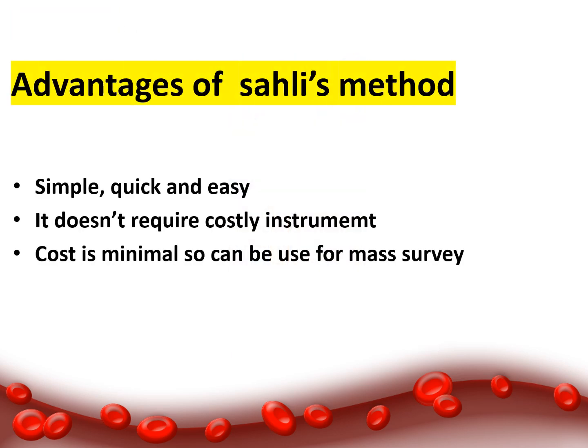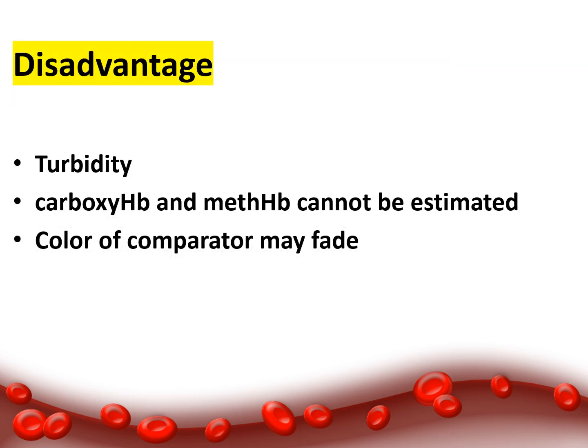What are the advantages of Sahli's method? First, it is very simple, quick and easy, as you have seen. It doesn't require any costly instrument, and its cost is very minimal, so we can also use it for mass surveys. What are its disadvantages? First, turbidity; second, carboxyhemoglobin and methemoglobin cannot be estimated by this method; and the color of the comparator box may be faded.